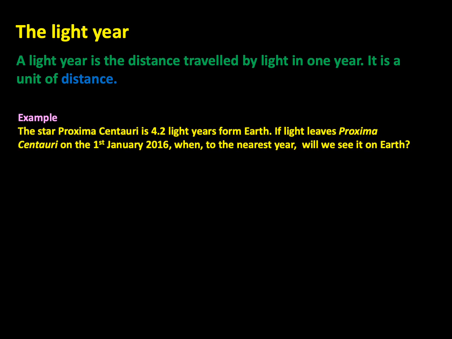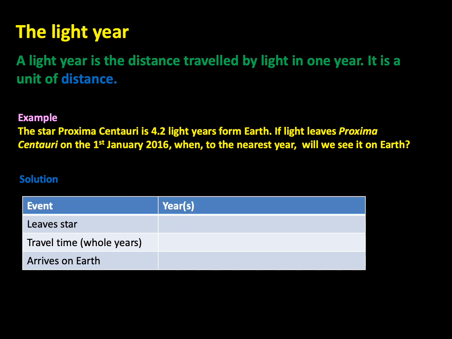Let's try an example. Again, if you've not done this before, pause the show and try the question first. There's a star called Proxima Centauri, and it's 4.2 light years from Earth. If light leaves Proxima Centauri on the 1st of January 2016, when, to the nearest year, will we see it on Earth?